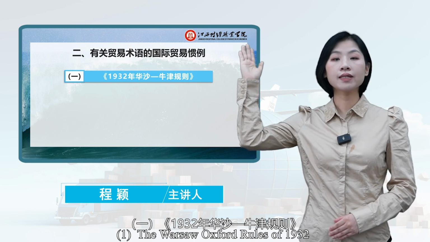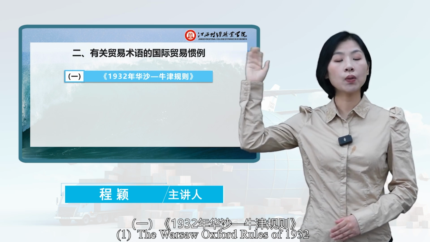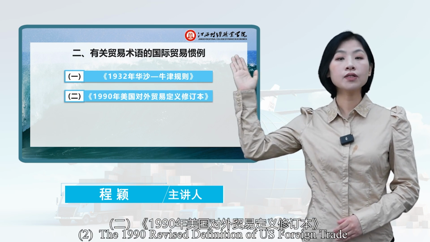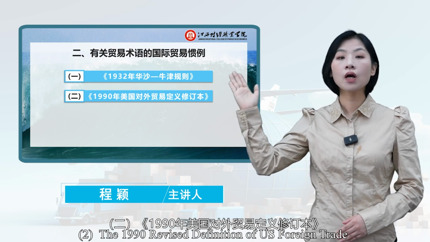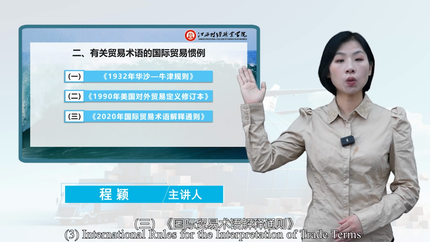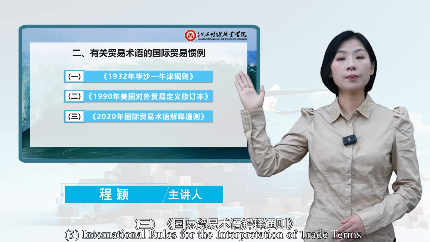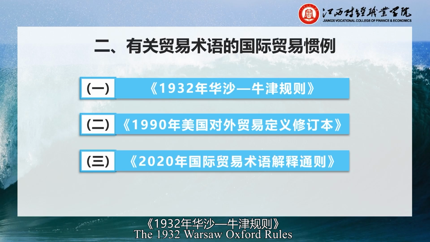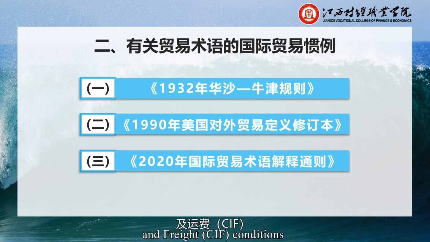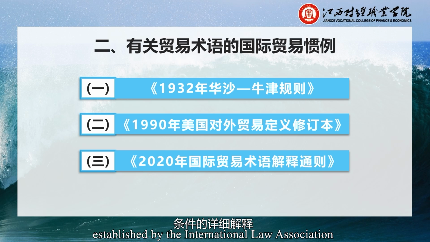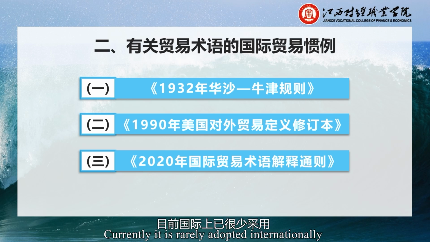First, the Warsaw-Oxford Rules of 1932. Second, the 1990 revised definition of United States foreign trade. Third, international rules for the interpretation of trade terms. The 1932 Warsaw-Oxford Rules are a detailed interpretation of the cost, insurance, and freight (CIF) conditions established by the International Law Association. Currently, it is rarely adopted internationally.